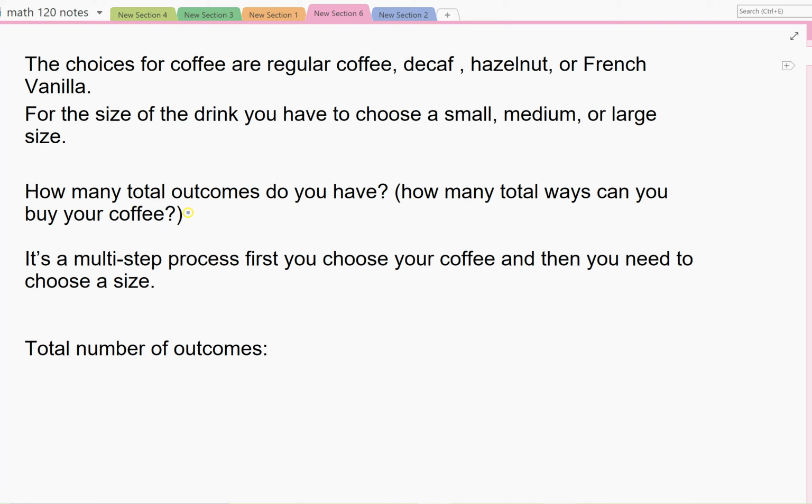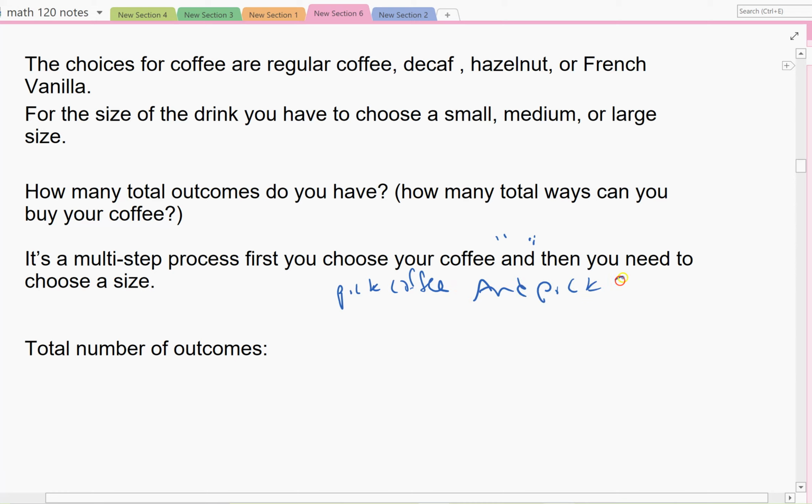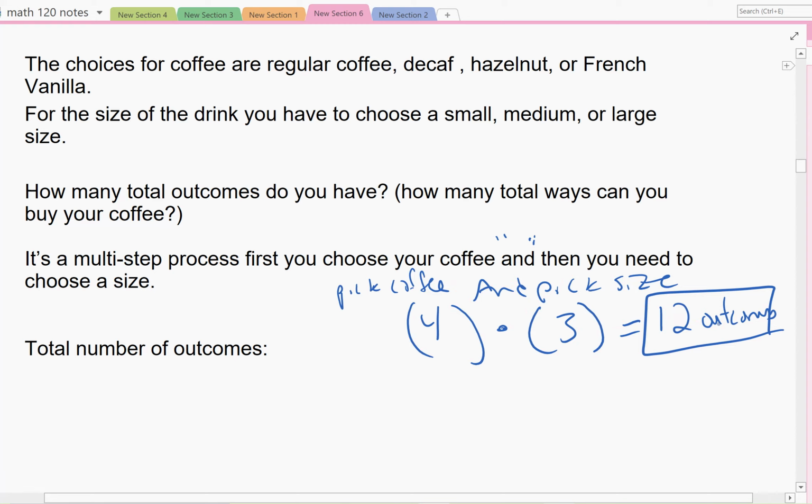How many total outcomes do you have? How many ways can you buy your coffee? It's a multi-step process. First, you choose your coffee, and then you need to choose a size. There were 4 options for coffee, and means we multiply, and a size, there were 3 of those, and so there should be 12 total outcomes. There are 12 ways I can order my coffee. There are 12 different ways my coffee can be purchased.